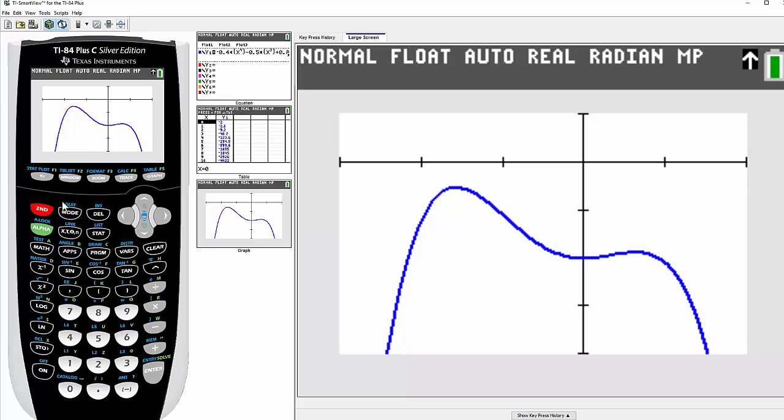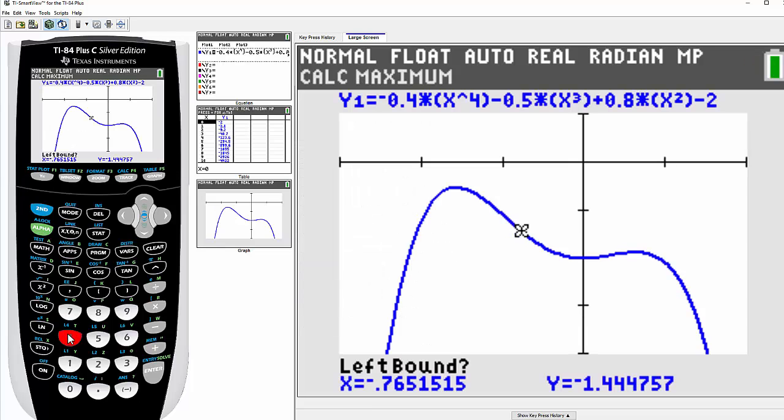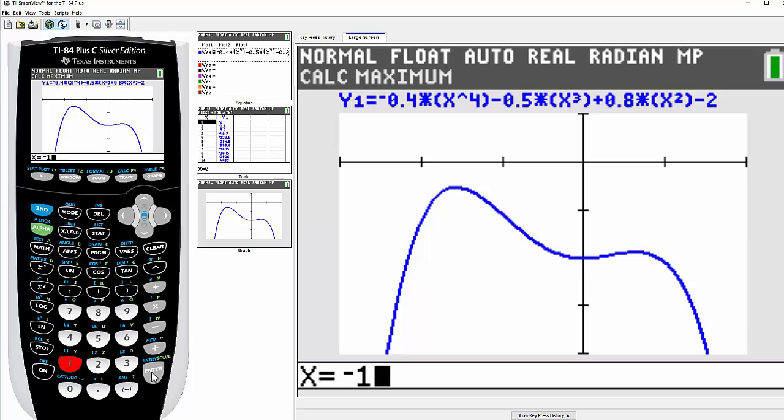So to find it, you'd go second trace, you'd hit number 4 for the maximum function, and you can see that the calculator is asking you to locate the maximum. It wants a left bound and it will want a right bound. So this is -1 on the x-axis here, and this is -2, and those look like they would be good boundaries. So I'm going to use -2 as my left bound. I'm going to use -1 as my right bound.